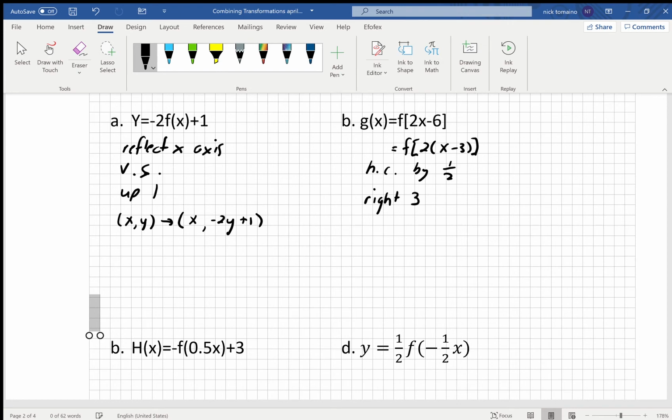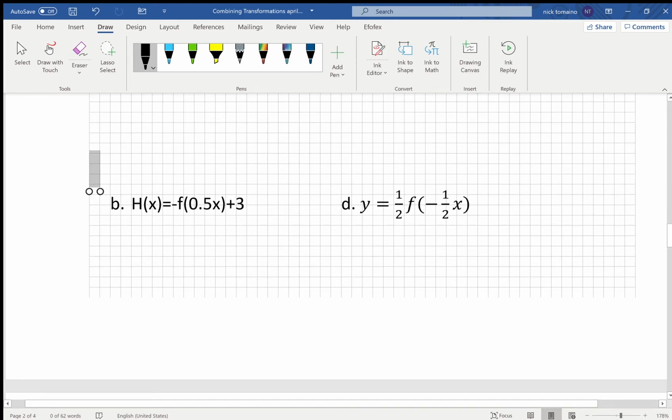and we're going to go right 3. So we're going to take each point on the graph above, and we are going to compress the x values. We're going to multiply them by 1/2, which is the same as dividing them by 2, and we're going to add 3. Y values stay the same. Okay, and I'm not going to graph them because we already did in the note.